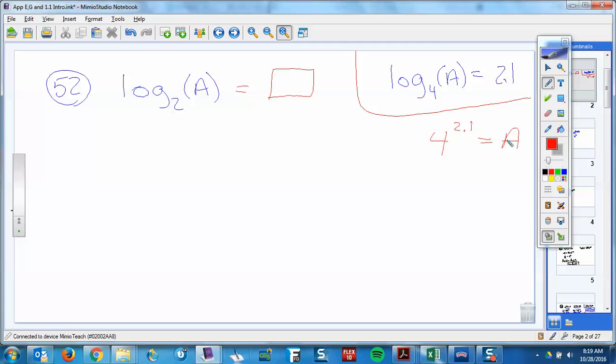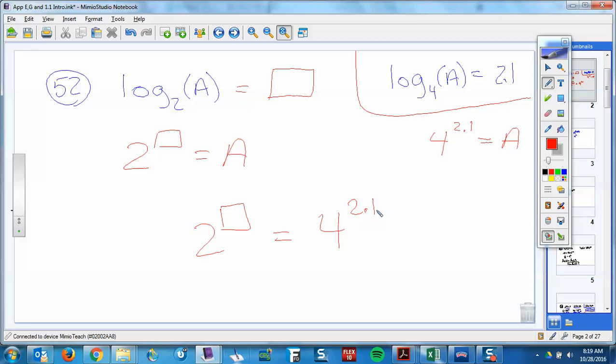I did that first. Zach, what'd you do on 52? Basically, of this one, to the x equals. Like that? And how did you solve for x? Or the box? Oh, because they're both equal to a. So 2 to the box equals 4 to the 2.1. Right? And then what?